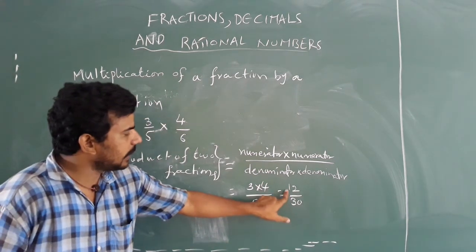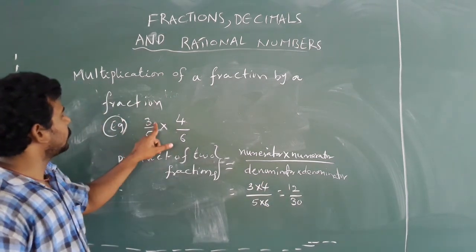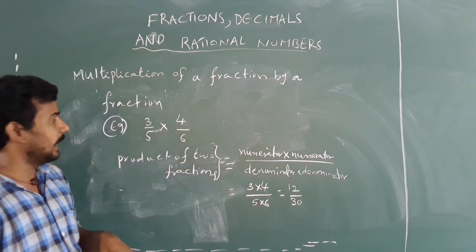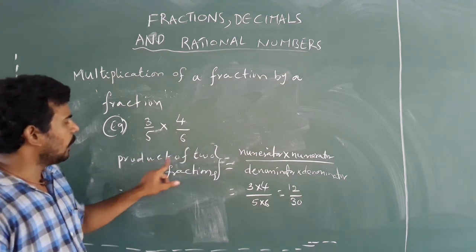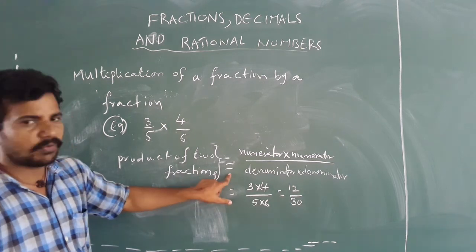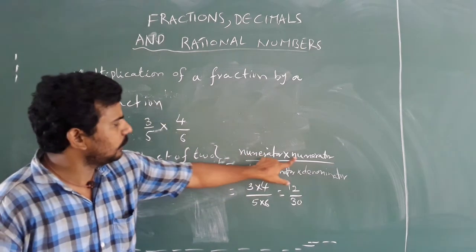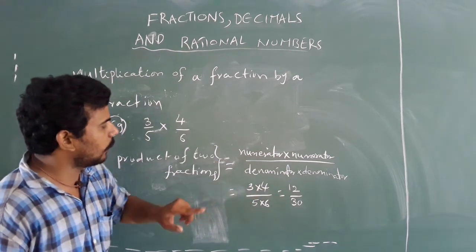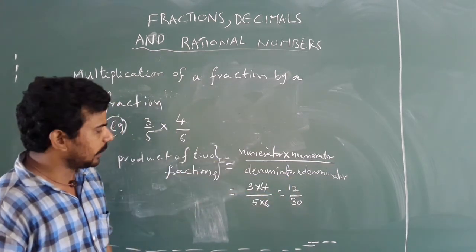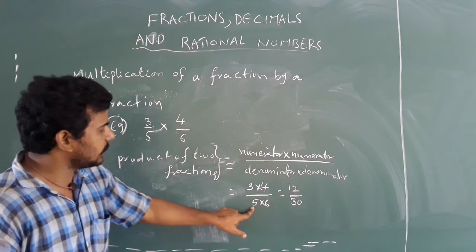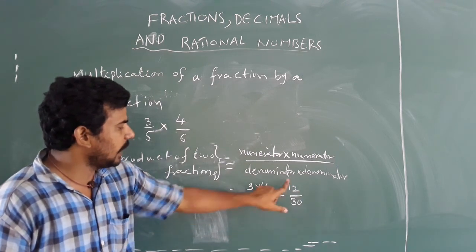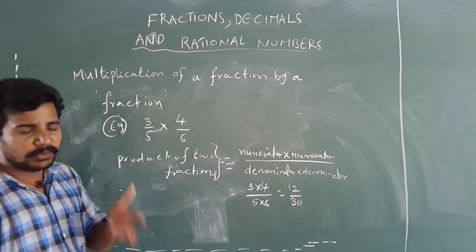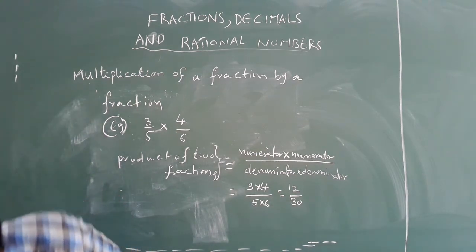So what is the answer, children? 12 by 30. So 3 by 5 into 4 by 6 are two fractions. What is the process, children? Product of two fractions equals numerator into numerator, that means 3 into 4, and denominator into denominator, that means 5 into 6. 3 fours are 12, 5 sixes are 30. This is the process. Now we are going to take exercise 2.